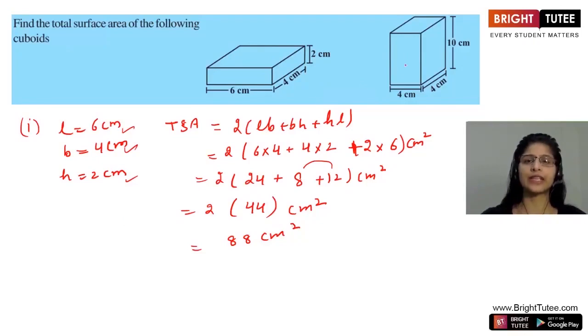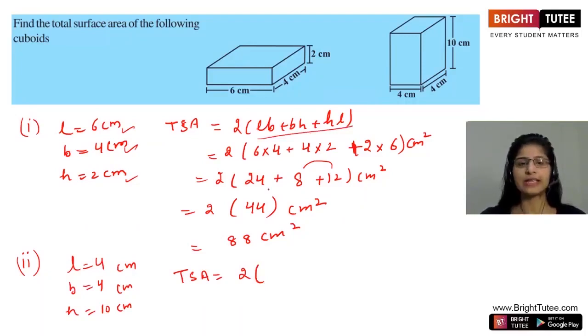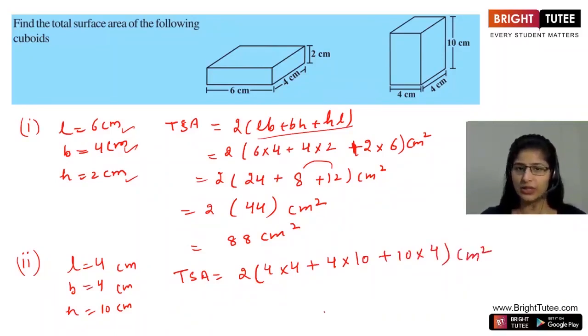Now I think for the second one you all can try independently. We are given length as 4, we are given breadth as 4, and we are given height as 10, and all are in centimeters. So the total surface area will be 2 into. The same formula we will use. What is length given? 4. What is breadth given? 4, plus breadth is 4. Height is how much? 10, plus 10 into length, that is 4. Square centimeter will be the unit.